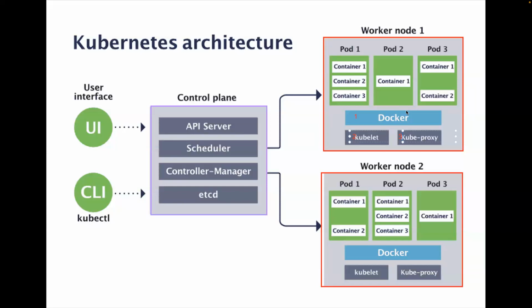Third component is the kube proxy, which will take care of all the networking of your cluster, like how the containers on different nodes will communicate, how different nodes will communicate. All of this communication will be handled by the kube proxy component. Are we good? Yes. So those are the first three components: Docker, kubelet, and kube proxy.